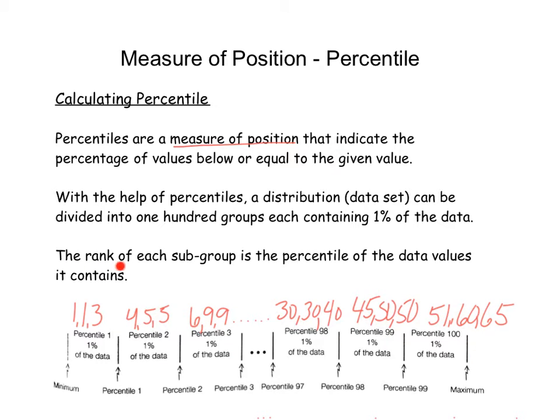So the rank of each of these subgroups is the percentile of the data value it contains. So for example, the number 3, it is contained in the first percentile. So it's in the first percentile. That means that there is 1% of the data that's below it. The number 30 is in the 98th percentile. So 98% of the values are less than 30 or equal to 30.